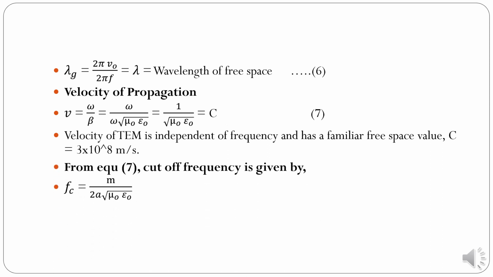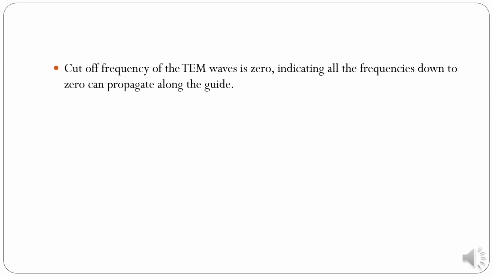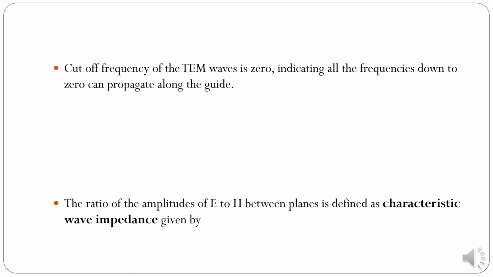From this, the cutoff frequency fc is equal to m by 2a root of mu naught epsilon naught. For m equal to 0, fc is equal to 0. The cutoff frequency of TEM wave is 0, indicating that all frequencies down to 0 can propagate along the guide.